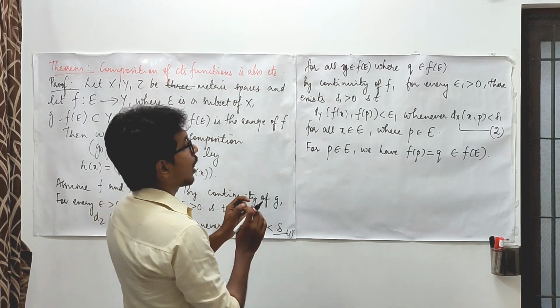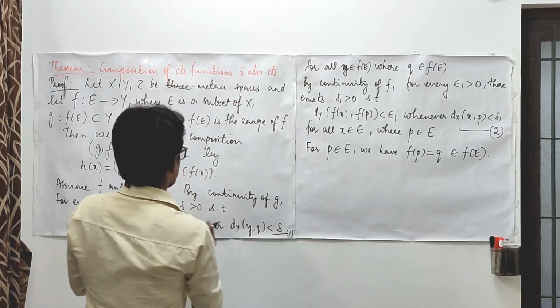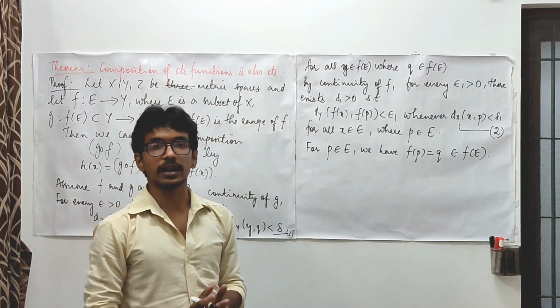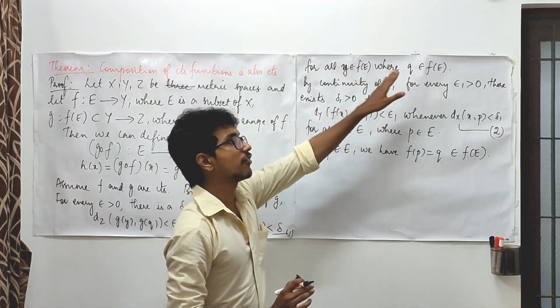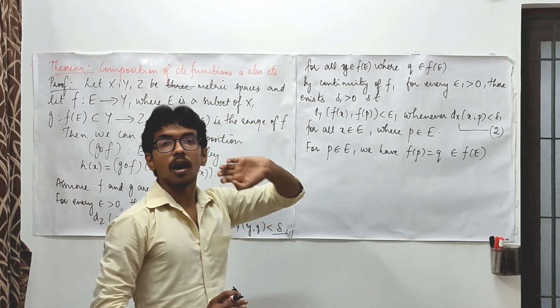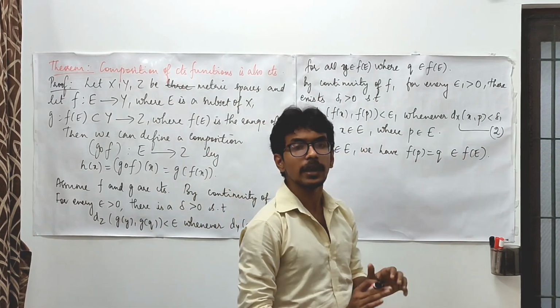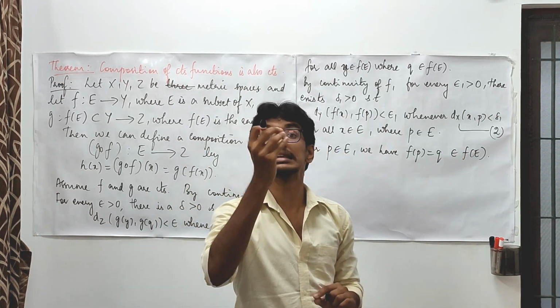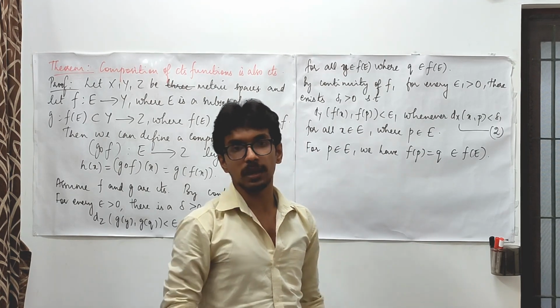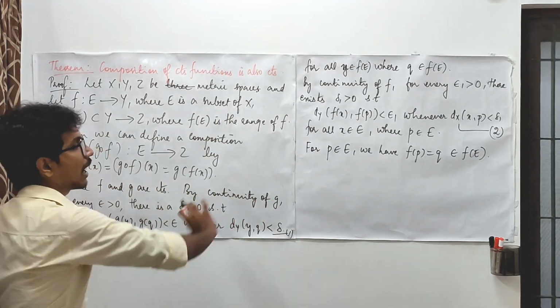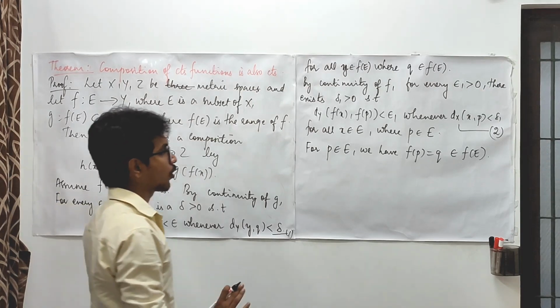And here this y and q are taken from where? These are taken from f of E, right? So all the elements of f of E can be written as f of x or f of p, some image of elements in E. That way also we may write. We will have to combine these two things. That is what we are going to do.